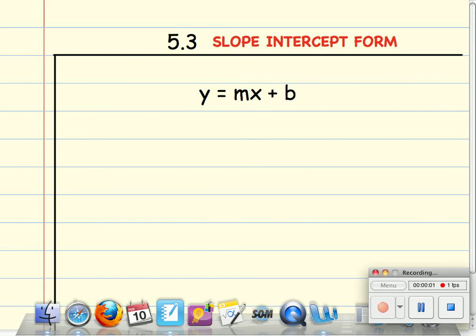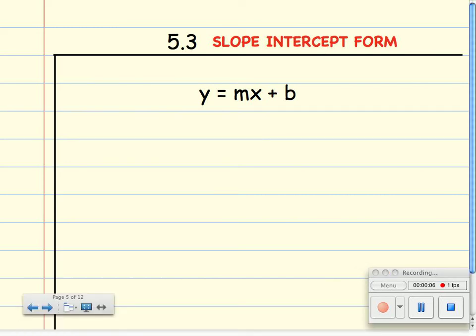Today, in 5.3, we're going to learn about slope-intercept form. What that means is, in this equation, we have y equals mx plus b. What each of these letters means is something very important. Of course, the y and the x mean a point. You've got the point x, y.